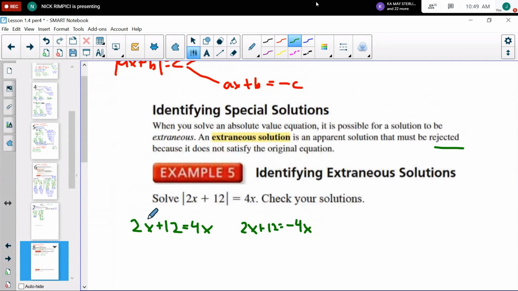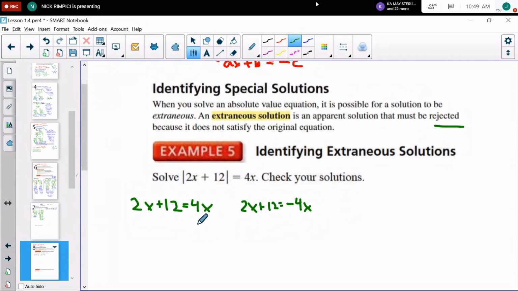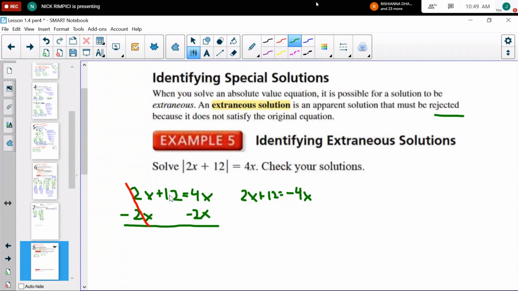And now from here, I'm just going to solve each of these individually and let's see what happens. So let me solve this one first. I'm going to subtract 2x. I don't have a choice because I have to get the x's together, and they're on opposite sides of the equal sign. So I'm going to subtract 2x. This is just doing the inverse operation. And then these cancel out, and then my 12 comes down.